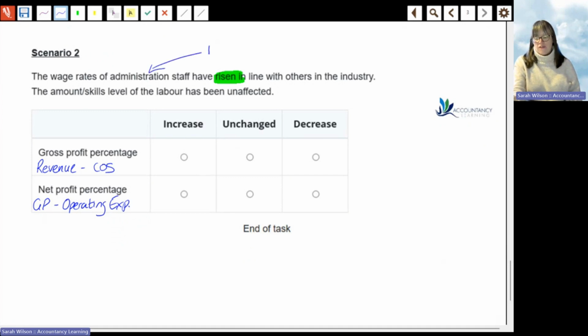Now, the admin staff is not part of cost of sales because it's not involved in the cost of actually producing what it is that we sell. So therefore, our gross profit is going to be unchanged by this pay increase. However, our net profit percentage will decrease because our operating expenses there, so those wages for the admin staff will be part of our operating expenses, they are going to go up. So that means from our gross profit, there is more operating expenses and therefore our net profit will reduce. And that brings us to the end of task 5.